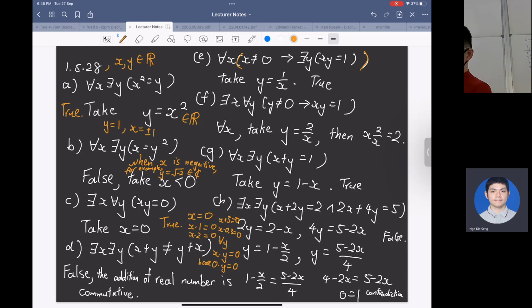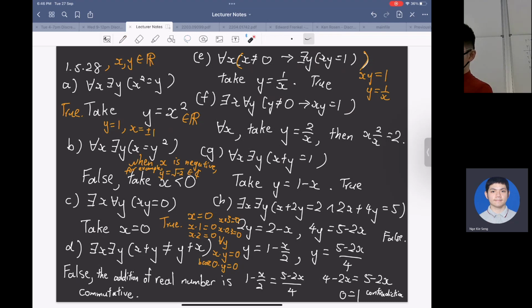So if it is true, that means I give you an x which is not equal to 0, you need to give me y. Y equals 1 over x. So usually the technique to find this is to look at this equation closely. So xy equals 1 implies y equals 1 over x.